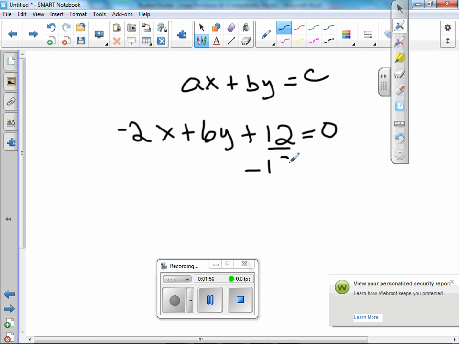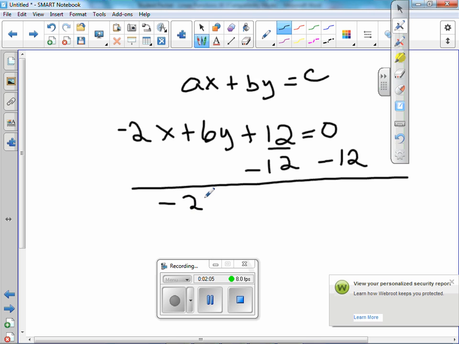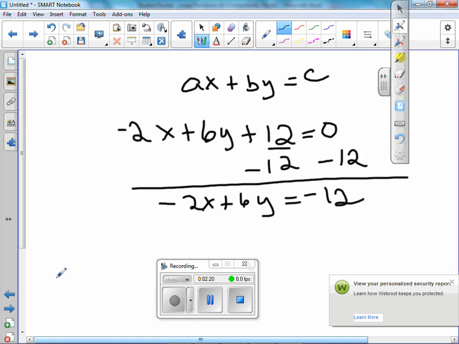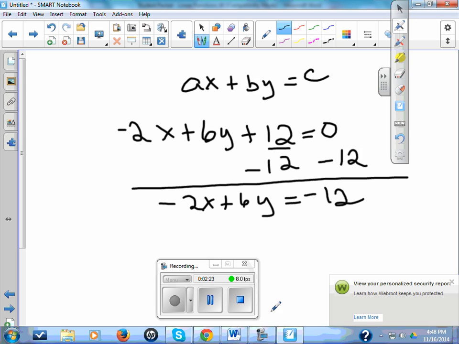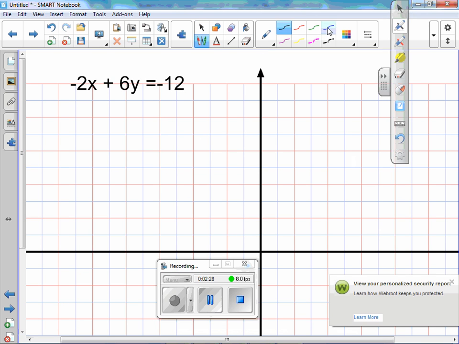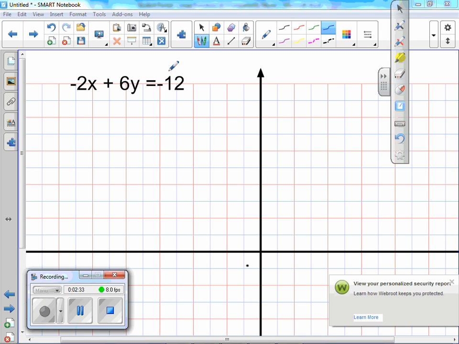If I go minus 12 on both sides, now I have negative 2x plus 6y equals negative 12. Now, you can either use your calculator or the intercept method to graph that, and you can match that to the graph you're possibly given. Okay, now let's see if we can graph this using the intercept method, and then you would, of course, just match it to the graph given on your test.